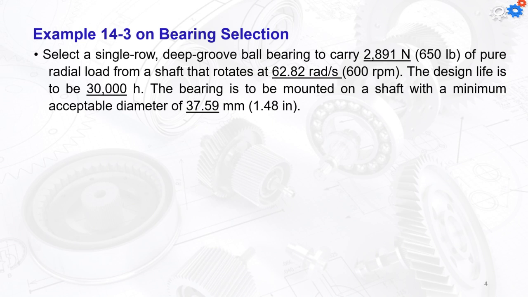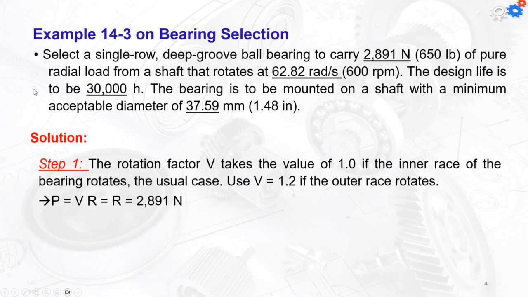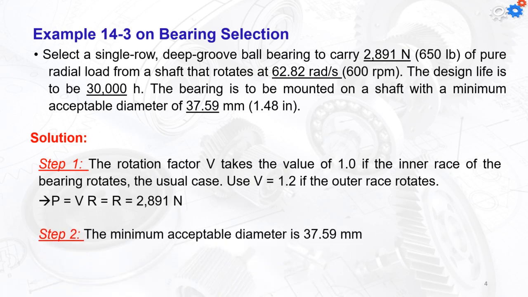So we start with our calculation here. In step number 1, the rotation factor V will take the value of 1 if the inner race of the bearing rotates, and that's what we usually have. Use 1.2 if the outer race rotates, but here the inner race is the one rotating, and we're going to find the P value to be 2,891. The minimum acceptable diameter is 37.59 millimeters.